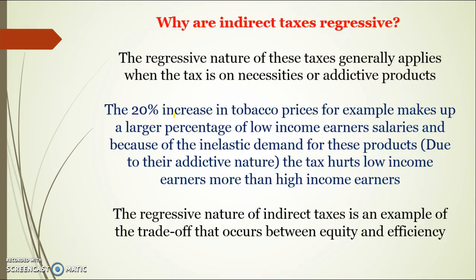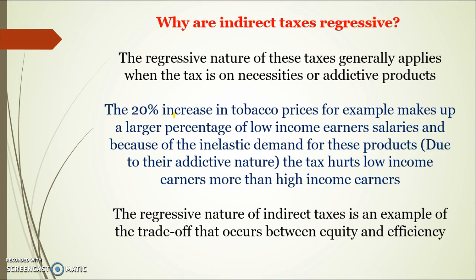The problem with these indirect taxes, even though they help efficiency by reducing the incidence of smoking and alcohol consumption, is that they have regressive effects. These taxes generally apply to addictive products, and they make up a higher proportion of low-income earners' salaries. So a 20% increase in tobacco prices, for example, will hurt low-income earners more because, one, it makes up a higher proportion of their income, and two, because of the inelastic demand, they're often likely to still consume a similar quantity of these products, and therefore it hurts low-income earners because it makes up a higher proportion of their income.